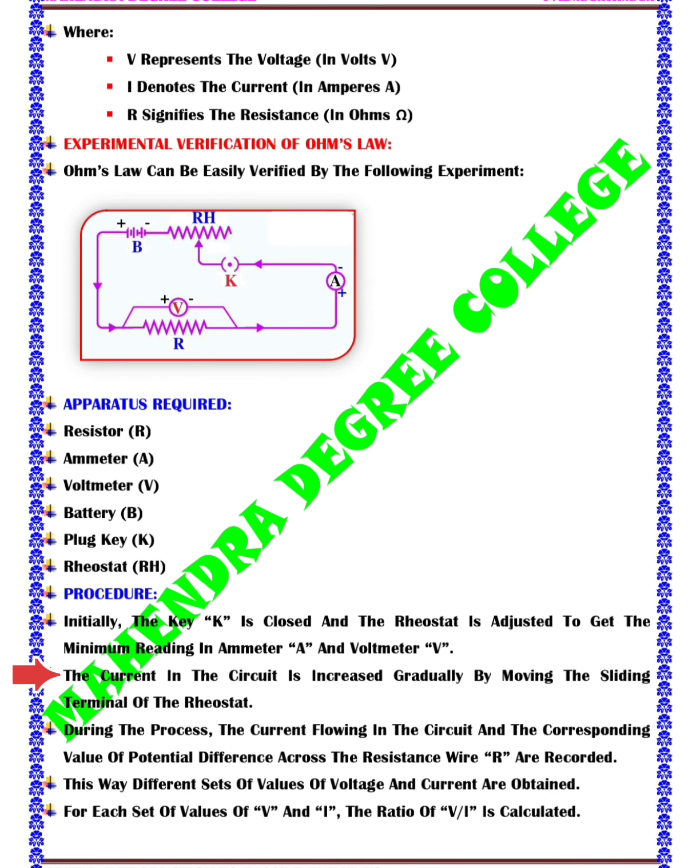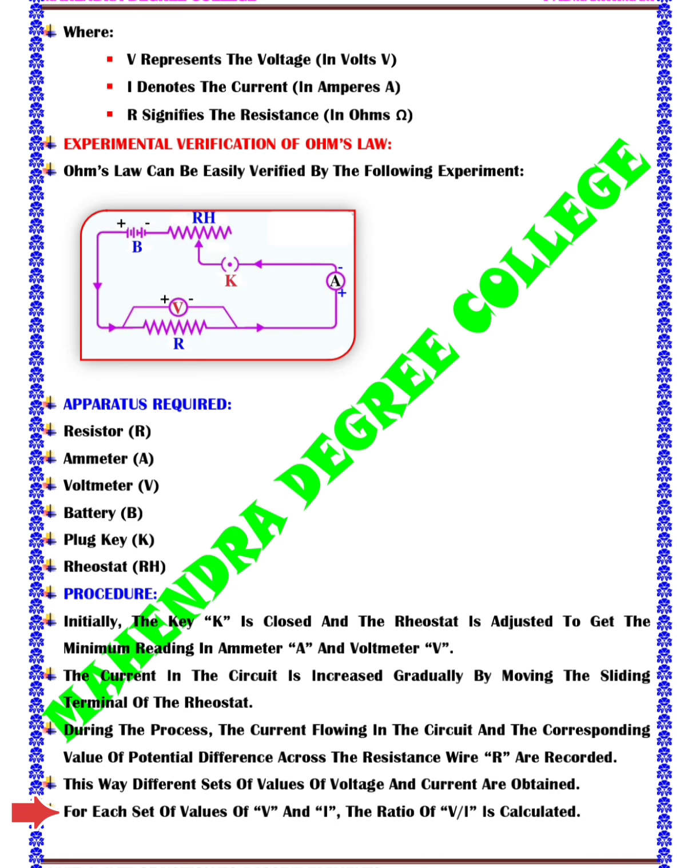During the process, the current flowing in the circuit and the corresponding value of potential difference across the resistance wire, R, are recorded. This way different sets of values of voltage and current are obtained. For each set of values of V and I, the ratio of V by I is calculated. Thus, for various settings of a rheostat, the readings of the voltmeter and ammeter are noted.